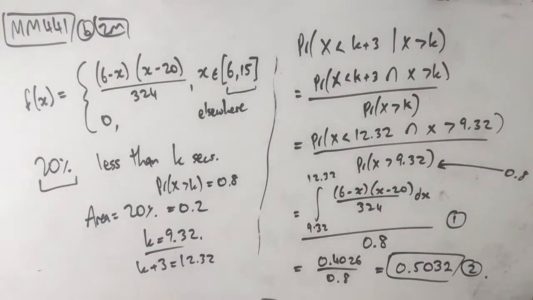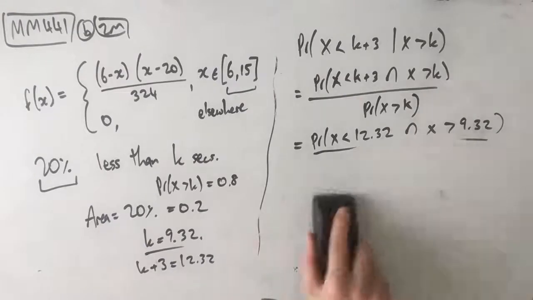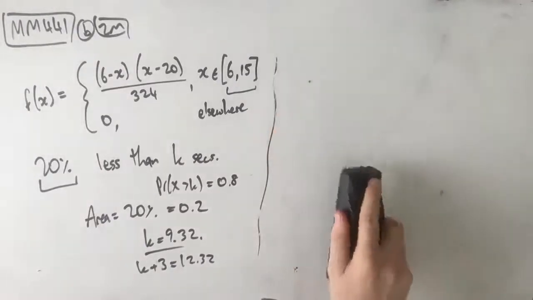Guys, if you have any questions about it, let me know. But for now, let's move on to part C. Part C is a 3-mark question, and here we're going into statistical inference.